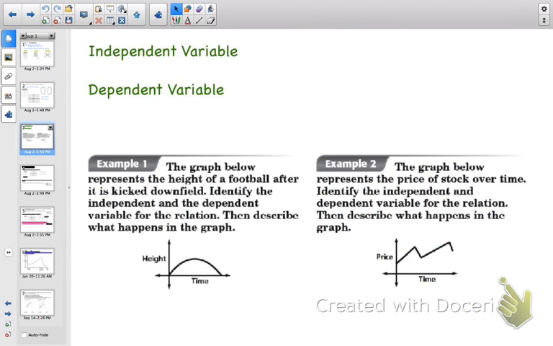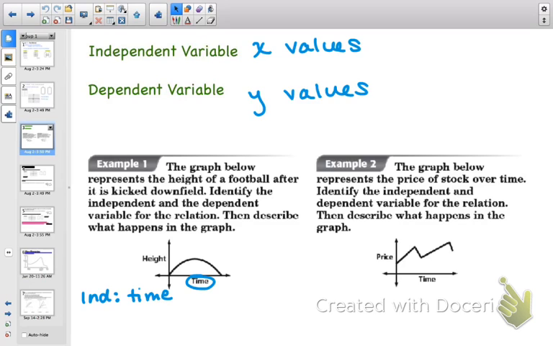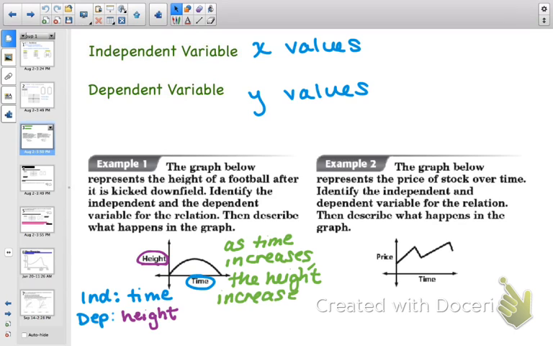If we look at graphs, we have independent variables and dependent variables, where the independent variables are the x values and the dependent variables are the y values. So if we look at our first example, time is going to be our independent variable because it's on the x-axis, and height will be our dependent variable. So if we talk about what this means, the height of the football after it's being kicked, so as time goes on, the height increases and then decreases. So it's following a parabola.